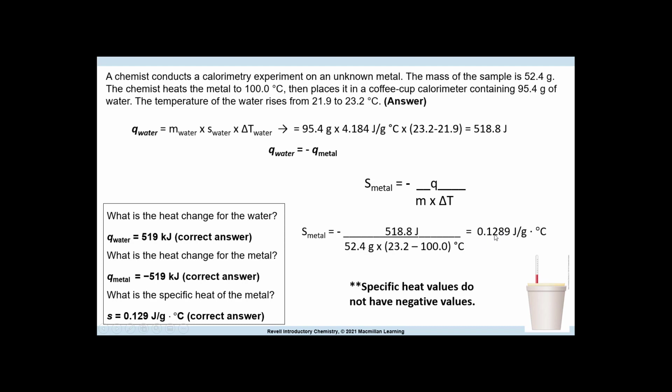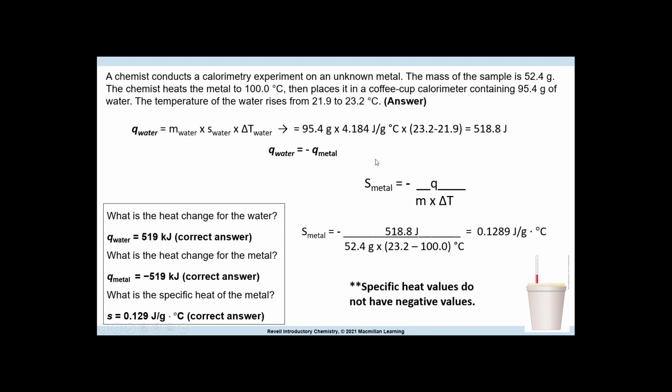So this should be 0.130. Wait, no, 1, 2, 3. Actually, I take it back. My apologies. 0.129 joules per gram per Celsius. So it will be 0.129, 3 sig figs.